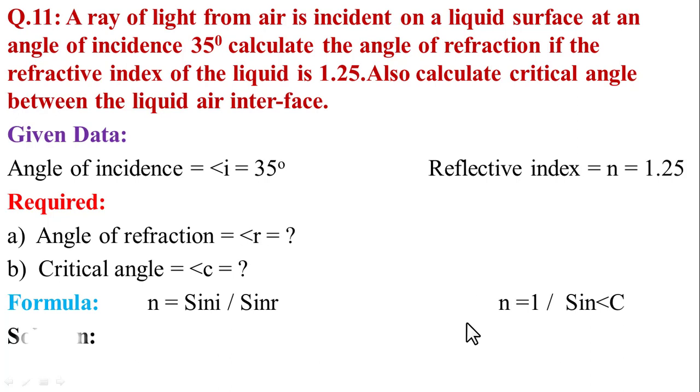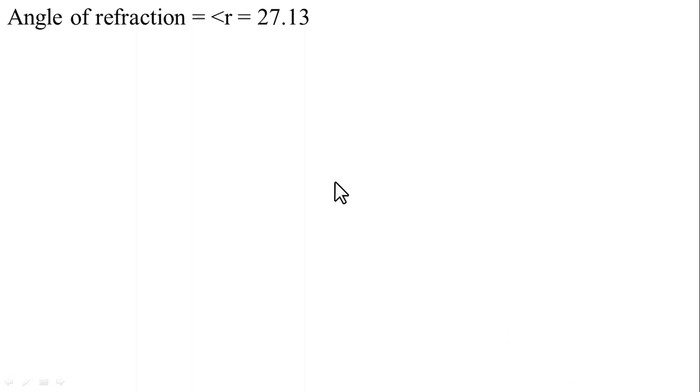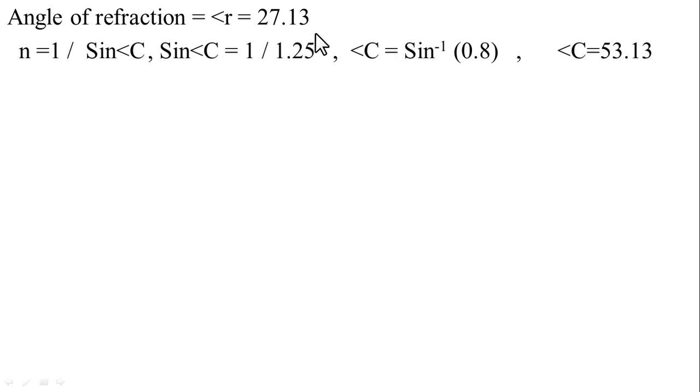Now to find the solution, putting the values, we know that n is equal to sine I over sine R. Putting the value of I, sine 35 divided by the value of n, 1.25, is equal to sine R. So sine R is equal to 0.46456. Sine is taken to the other side, it will be inverse. So angle R is equal to sine inverse of 0.456. Now angle of refraction R is equal to 27.13 degree.